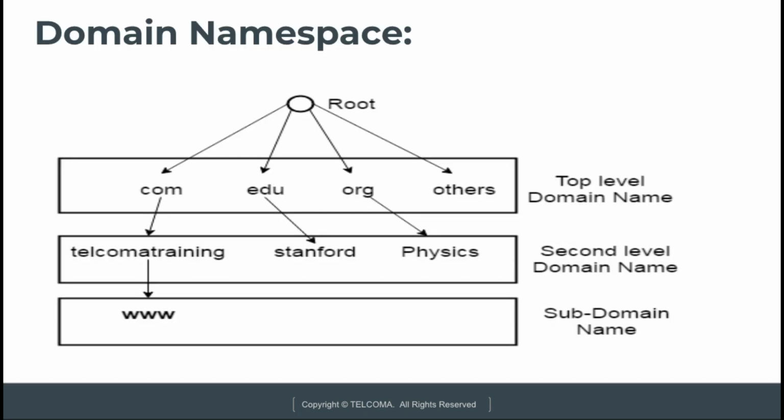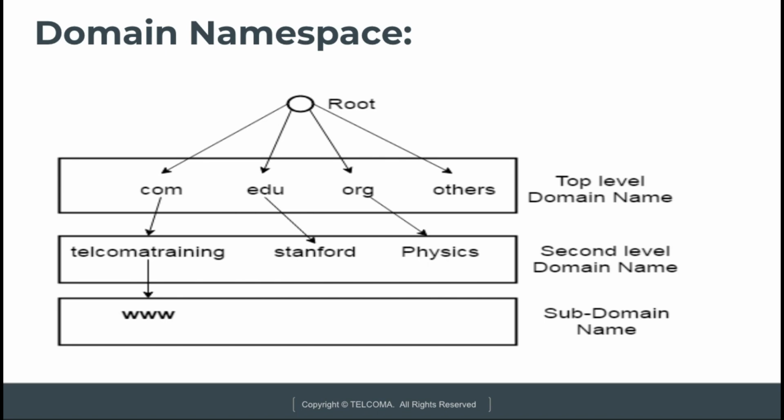Here a diagram shows that first of all there is a root that is represented as a dot. After that, the top level domain names are like .com, edu, org and the others. And the second level domain names are the names of the websites like Telcoma Trainings, Stanford and physics. So these are the particular names that represent the second level domain name. After that, the subdomain name is the www, that is World Wide Web.